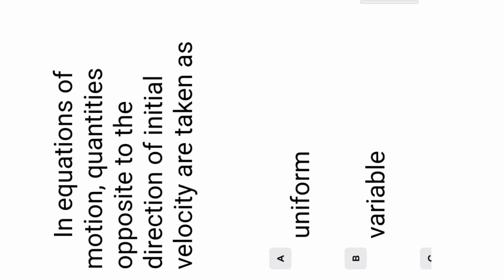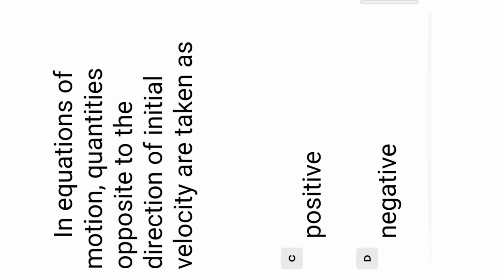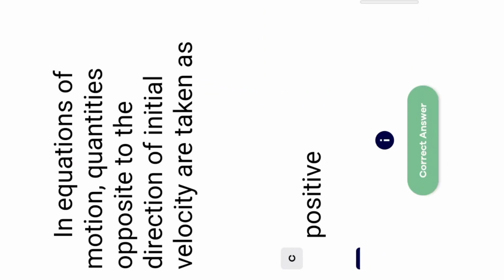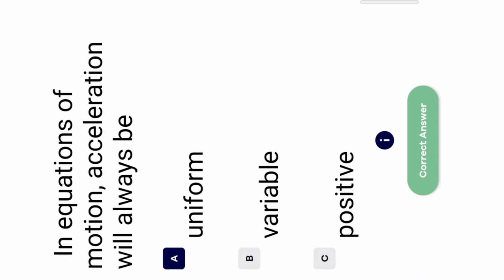In equations of motion, quantities opposite to the direction of initial velocity are taken as A uniform, B variable, C positive, D negative. D is the correct answer, negative. In equations of motion, acceleration will always be A uniform, B variable, C positive, D negative. Acceleration will always be uniform, so we take A.